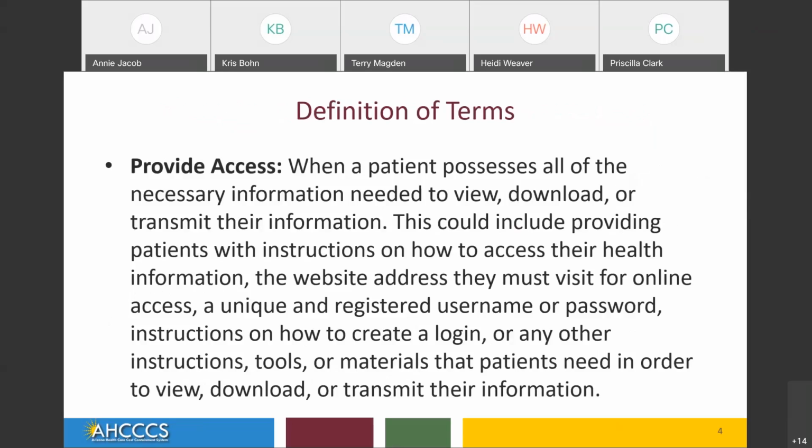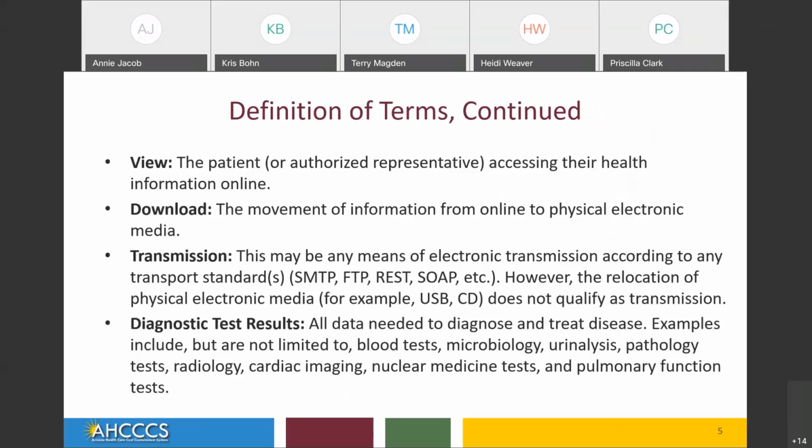Provide access means that a patient possesses all of the necessary information needed to view, download, or transmit their information. And then the slide continues to give a few examples of what that means. For view, the patient is accessing their health information online. For download, the movement of information from online to physical electronic media. Transmission, this may be by any means of electronic transmission according to any transport standard. Diagnostic test results, all data needed to diagnose and treat disease.